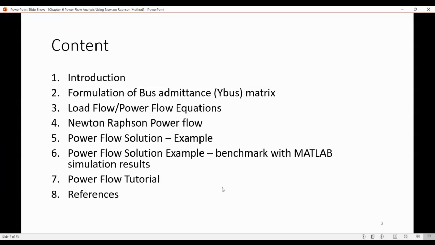At the end of the section, we have a tutorial problem that can assist you in further understanding the Newton-Raphson method. There was a solution for the tutorial, but of course the steps of the problem should be solved by yourself in order to verify the solution that is given in the presentation.